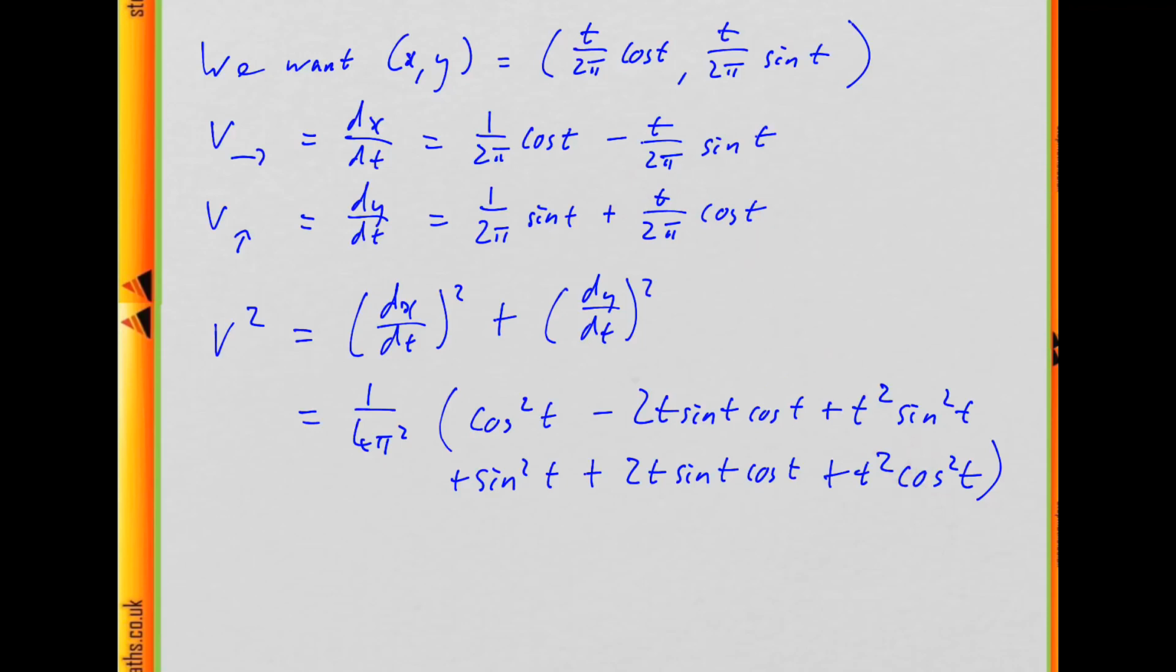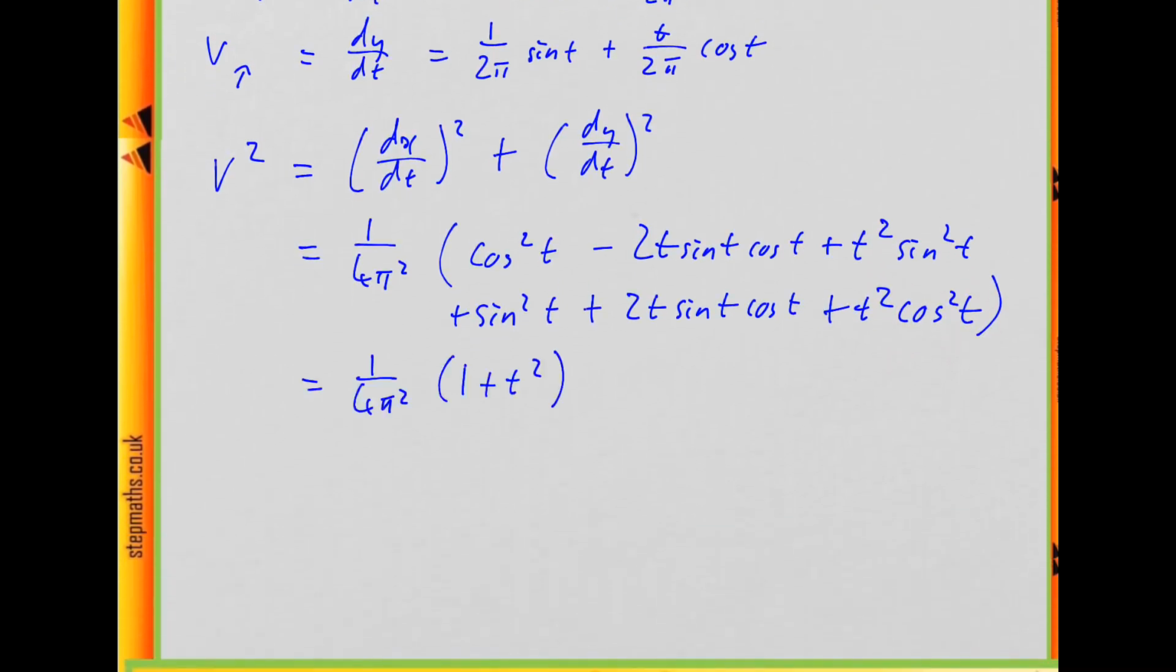And now we can see how this will simplify. These middle two terms cancel. Cos squared plus sine squared is 1. And here we've got t squared times cos squared plus sine squared, which is just t squared. So we get 1 over 4π squared times 1 plus t squared. And now we can square root it. So we get root 1 plus t squared over 2π. Bear in mind we can take the positive square root because it's the speed, so it's positive. So this is our answer for the speed, and that's the end of the question.